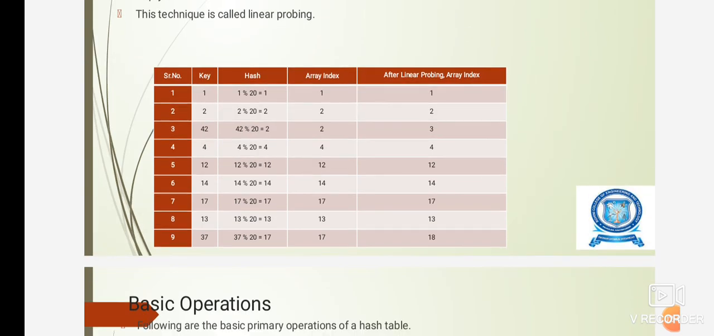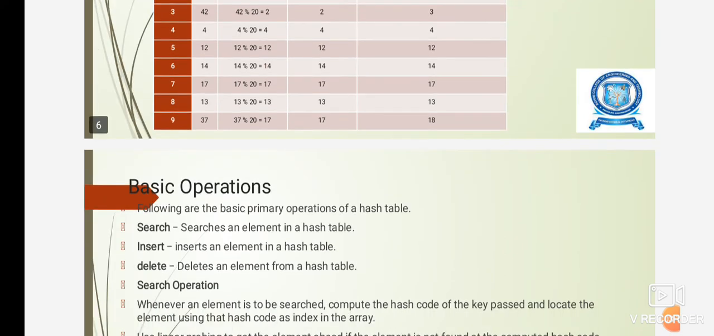So here also, in the same way, we can insert the data. The hash key values are 1, 2, 42, 4, 12, 14, 17, 13 and 37. Here the hash function is 1 modulo 20, which is equal to 1. The array index location is also 1. After linear probing we can store the elements at the next array index. So this is the concept of linear probing.